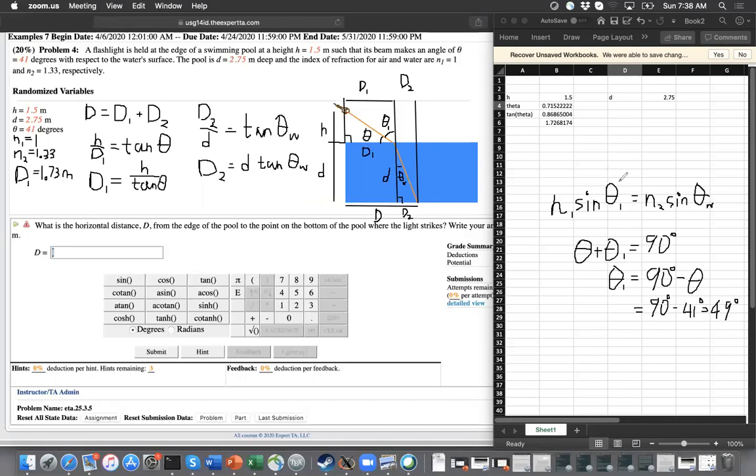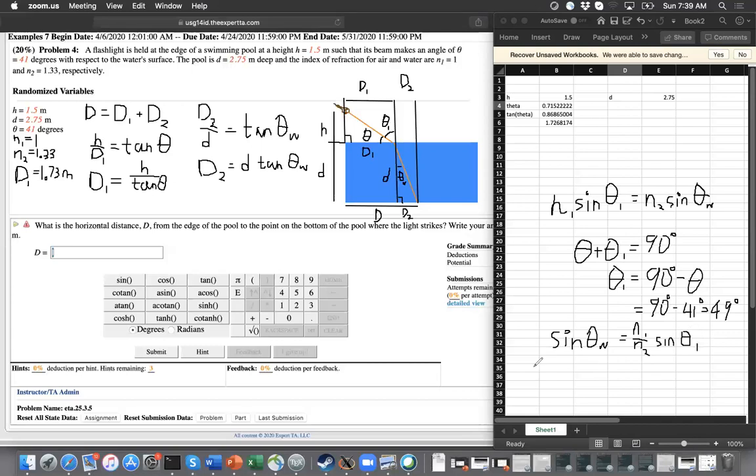Okay, so I do know this. This is 49. I know this and this, so I can figure out what sine of theta w is. Sine of theta w, just divide out by n2, is going to be n1 over n2 times sine of theta 1. And we can evaluate all of that.